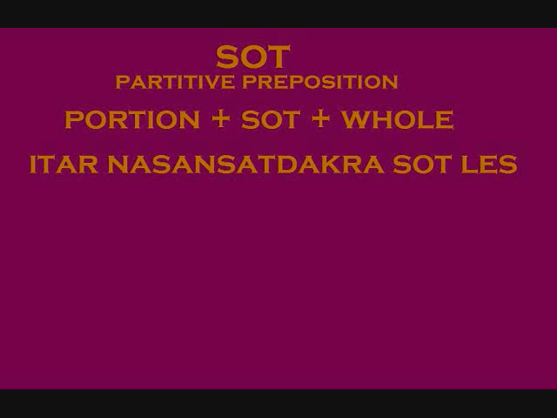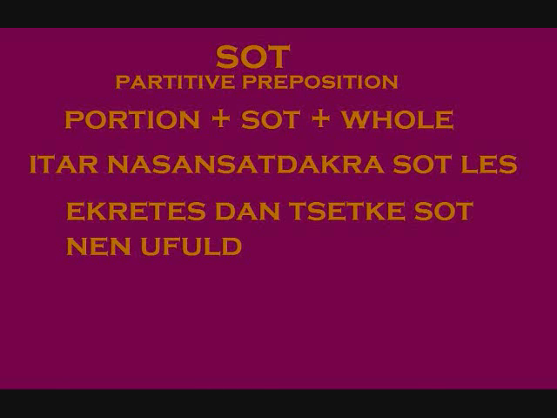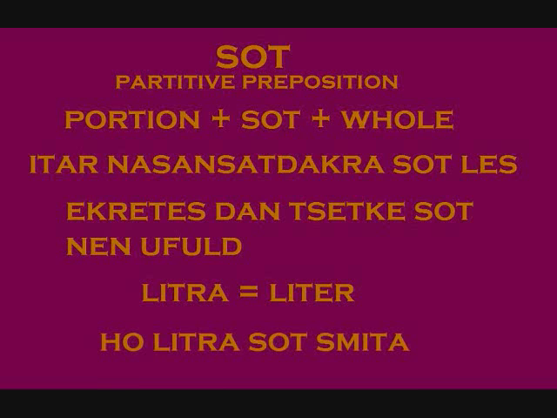Notice how in Dangin Nira, if you're referring to numbered quantities of one kind of thing, the thing is mentioned in the portion, not the whole. As another example, ekrites dantsetke sotnen ufuld would mean, I ate 2 of the 4 apples. Sot is also used with non-numbered quantities. For example, if we define litra as liter, then ho litra sot smita would mean 6 liters of water.